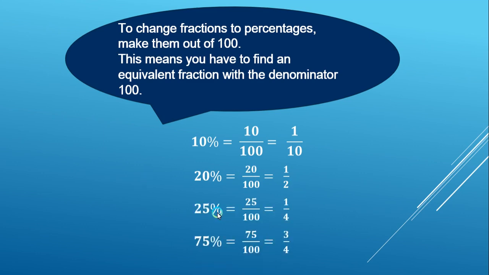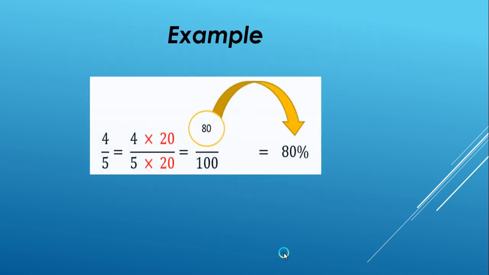So here you also have to keep this final result. So for example, 25% equals 25 over 100, which equals 1 over 4. 75% equals 75 over 100, which equals 3 over 4. So this is an example to clarify how I can change a fraction to a percentage.